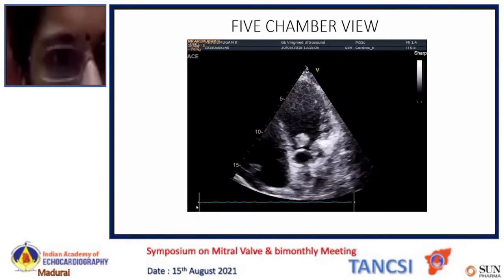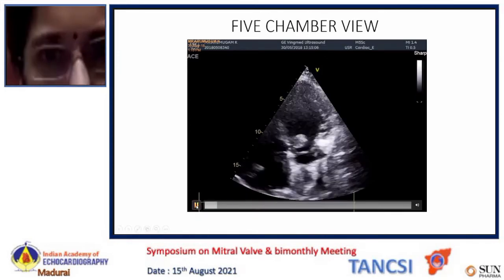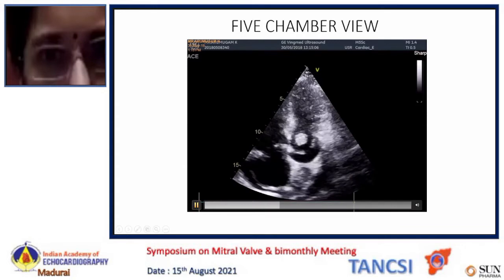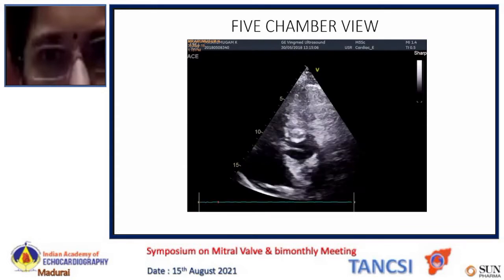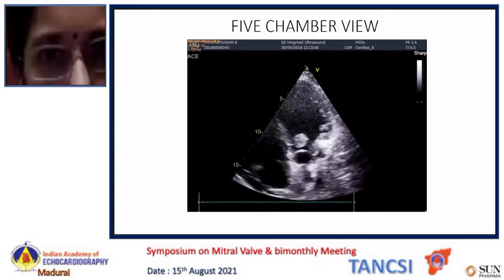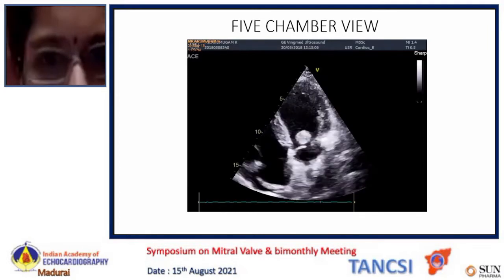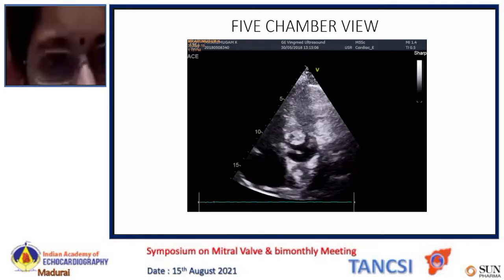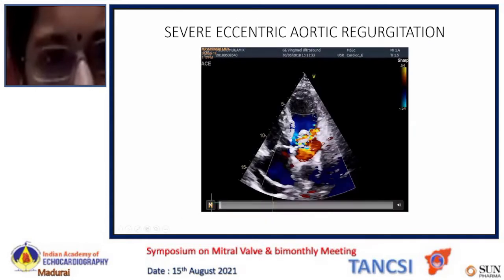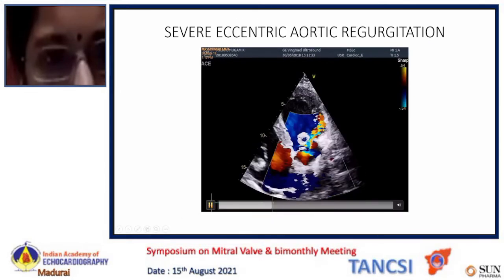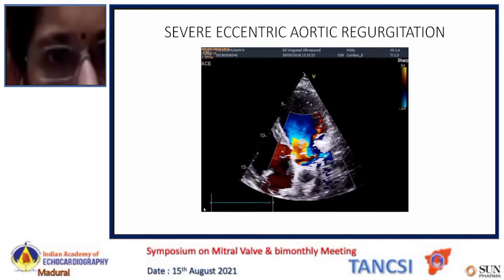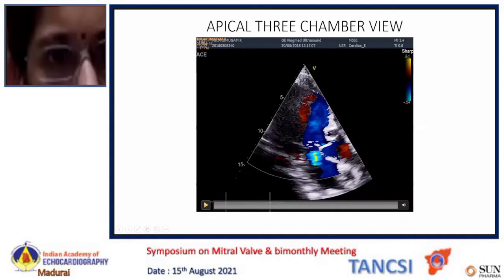This is the apical 5-chamber view showing a hyperechogenic mass of size 13 by 8 mm attached to the RCC and protruding into the LVOT. LV function looked fairly okay. This is the color flow across the aortic valve showing an eccentric aortic regurgitation. Apical 3-chamber view again showing eccentric aortic regurgitation.